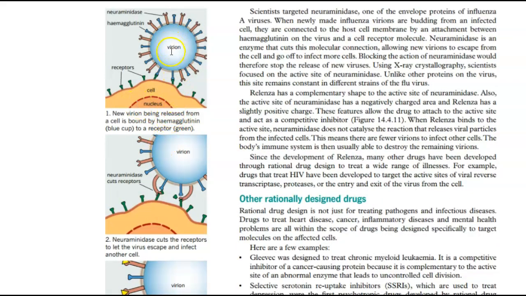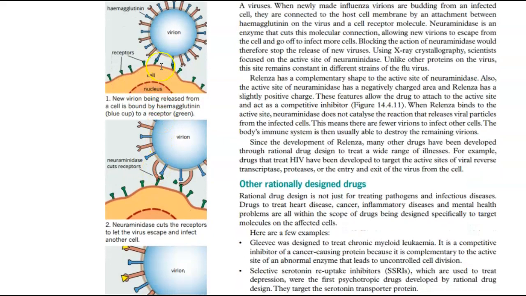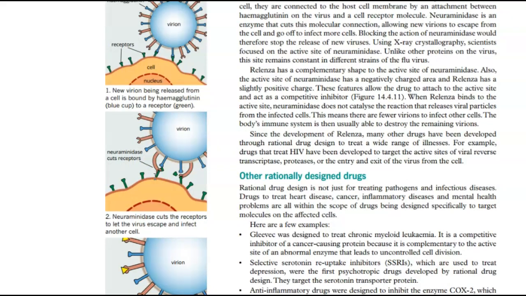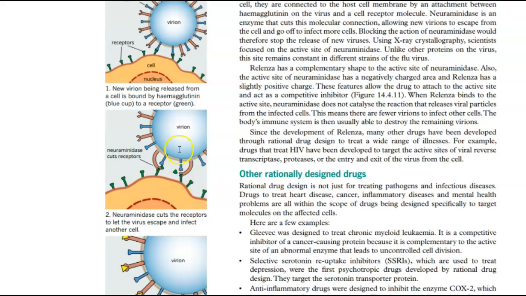Once that virus has injected its DNA into the host cell, these very important enzymes here, the little scissor-shaped ones on the surface, they're called neuraminidase. And that's a keyword from the key knowledge. Neuraminidase inhibitors we're looking at. So this is the target enzyme. These neuraminidase, they cut the protein on the surface of the host cell and allow that virus to go off back into the body and infect more cells.